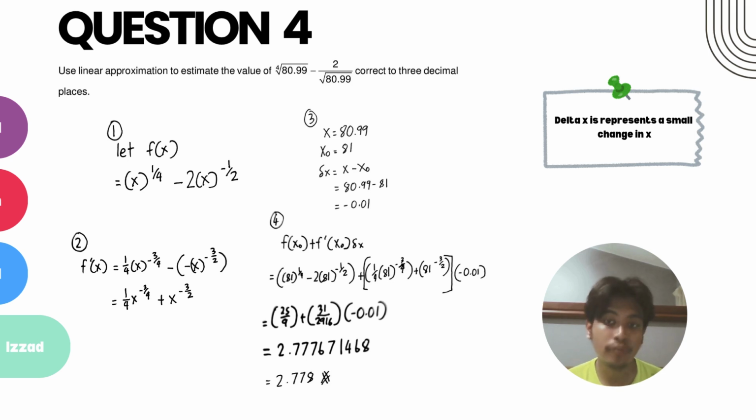And the last step is to use the formula: f(x0) plus f'(x0) multiplied with delta x. x0 we already know, which is 81. So insert it inside the formula. So the answer is going to be 25/9 plus 31/2116 multiplied with negative 0.01. So the answer in the calculator is going to be 2.777671468. But it says correct to 3 decimal places. So it's going to be 2.778. So that's all for me.